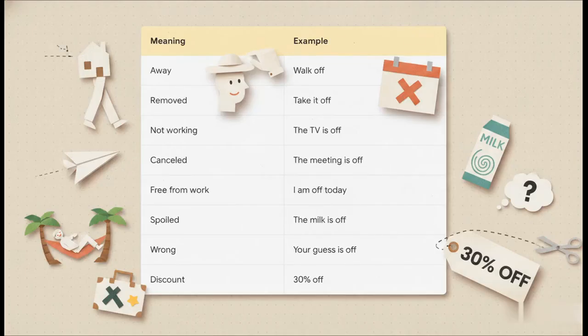So let's bring this all together. Just look at the sheer variety we've traveled through today. From physical movement like walking away or taking something removed, to things not working or being canceled entirely. From the freedom of being off work or leaving for a trip, to the warning that the milk is spoiled or a guess is wrong. All the way down to finding a fantastic 30% discount.